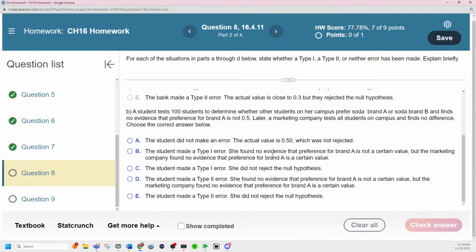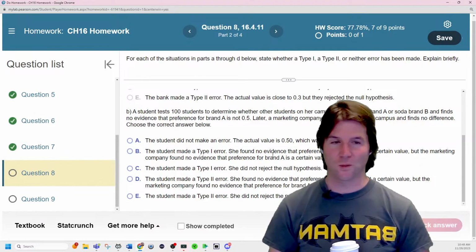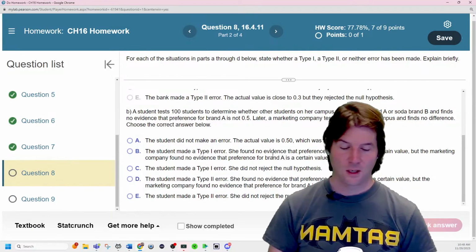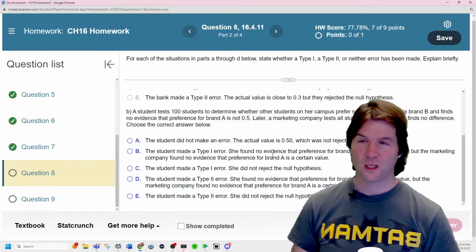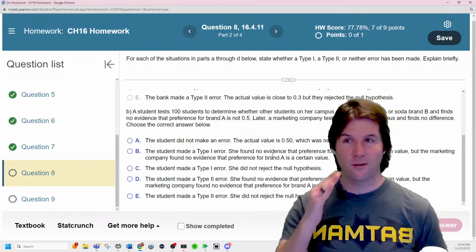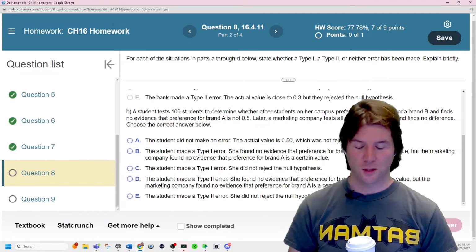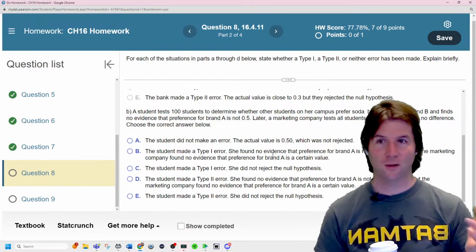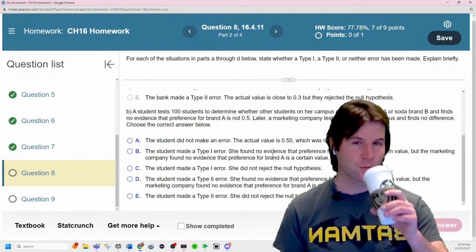A student tests 100 students to determine whether other students on her campus prefer soda brand A or soda brand B. Finds no evidence that preference for brand A is not 0.5. So they did not find evidence. If they did not find evidence, what did they do? Did they reject the null or not reject the null? They didn't find evidence for the alternative. But did they reject the null or fail to reject the null? What did they do?